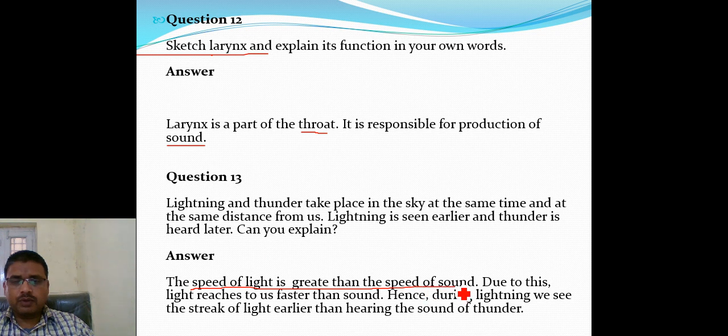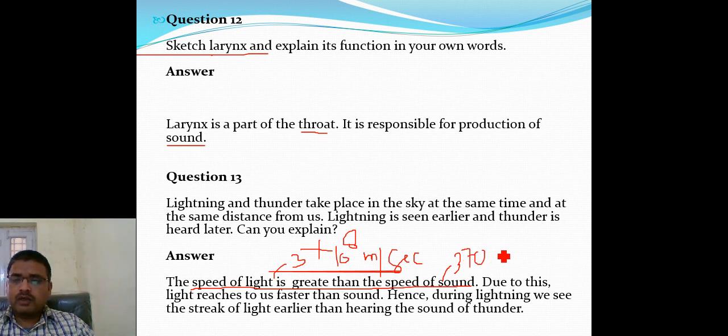The speed of light is 3 into 10 power 8 meter per second, whereas the speed of sound is 370 or 380 meter per second, somewhere it is written 380. So that is the difference, and because of that we see light before we hear sound. So that is all about this chapter.